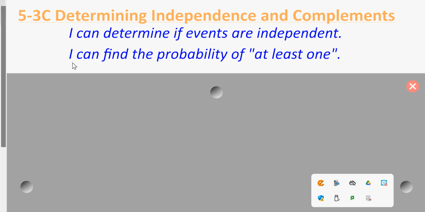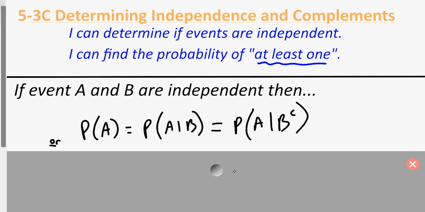And then also, I want to talk about complements a little bit. So they kind of go hand in hand in some cases. All right? So two goals. We can determine if events are independent, and also we can find the probability of something of at least one. Sometimes you're going to be asked that, and we can find a shorter way than to go crazy.